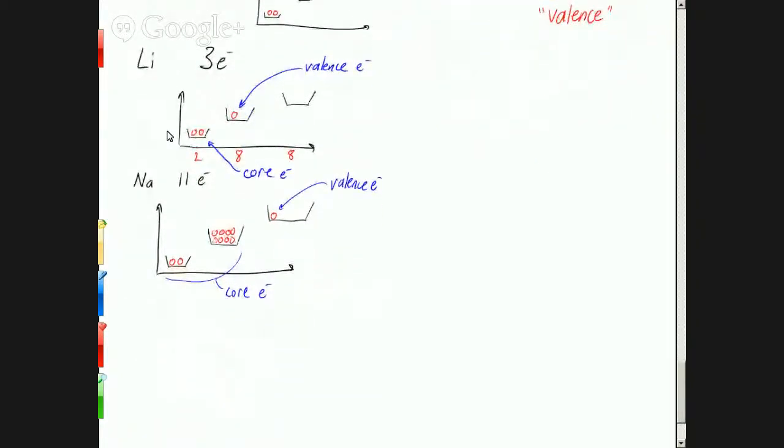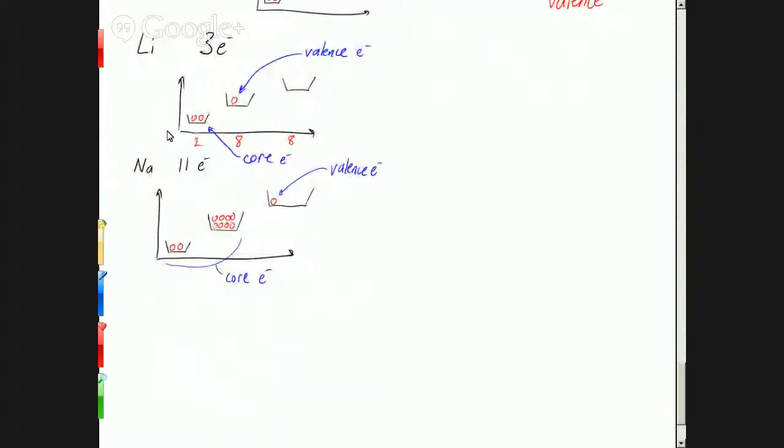But let's say I asked you how many valence electrons bromine has, Br, number 35. You don't want to draw 35 little circles. These might all work, but there's an even easier way.